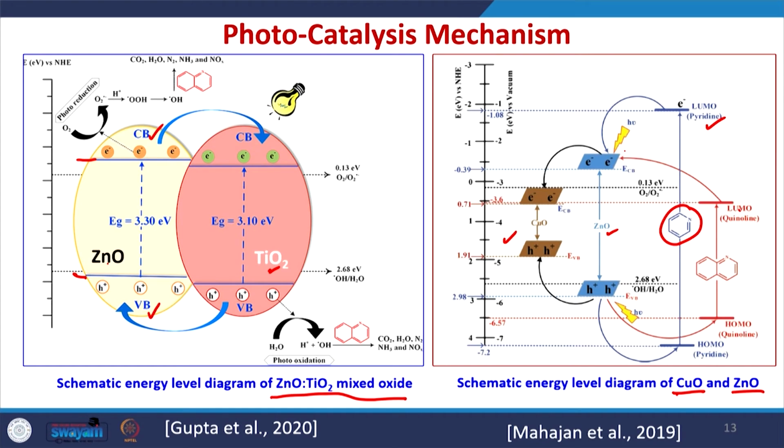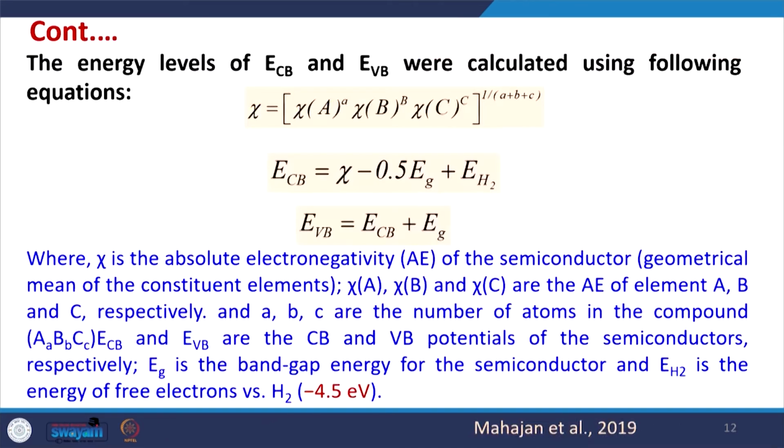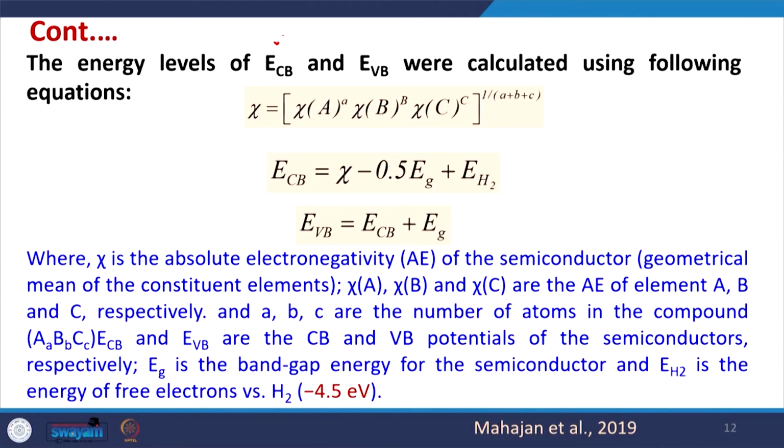So, movement of electron from one place to another. Using these calculations we can understand the basic mechanism by which the overall interaction is happening. Now, the energy levels of the conduction band and the valence band can be calculated using this equation. So, these equations are used to calculate the values. How do we know the exact value of the conduction band and the valence band?